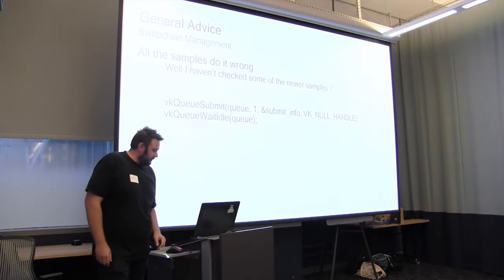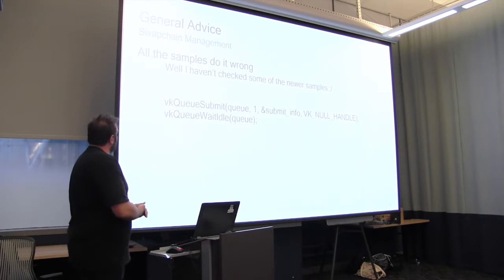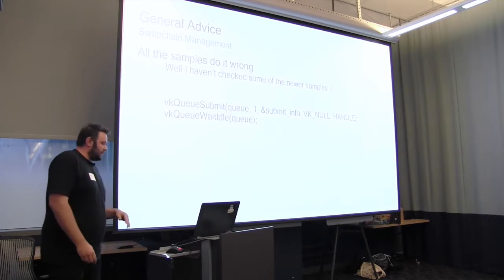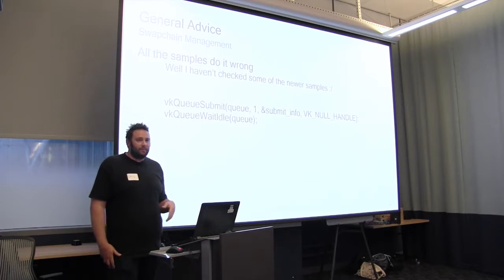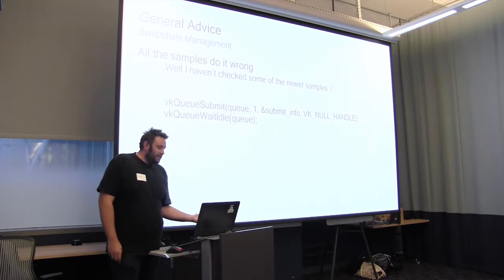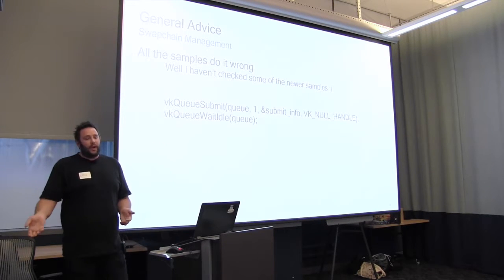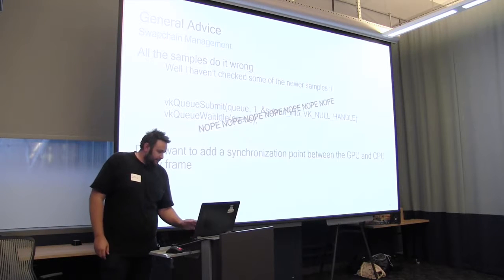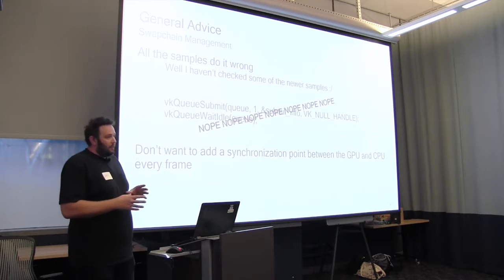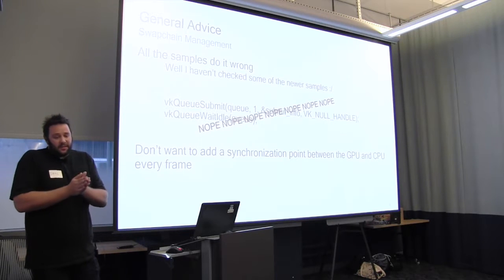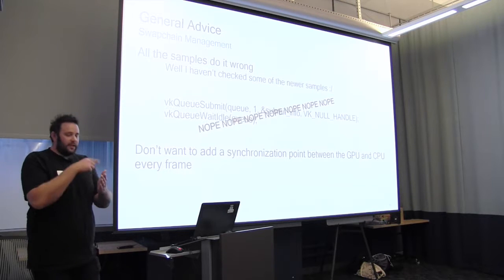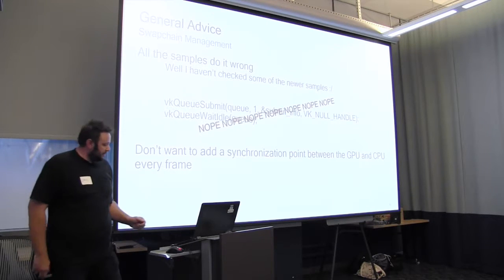I'm moving through this pretty fast. Swap chain management. Like I said before, all the samples do it wrong. I haven't checked some of the newer samples, they may have fixed it, but basically they're submitting the queue and then waiting for it. You don't want to do that. That will add a synchronization point between the CPU and GPU every frame, and you're basically wasting time. The GPU is going to sit there and wait until you come back around the next frame and submit your work.